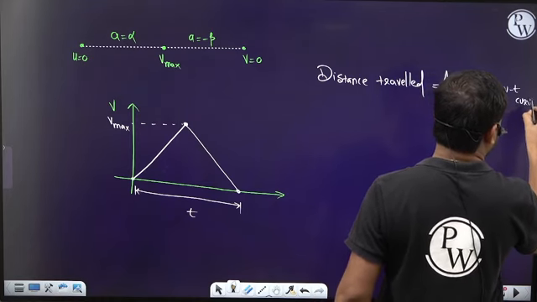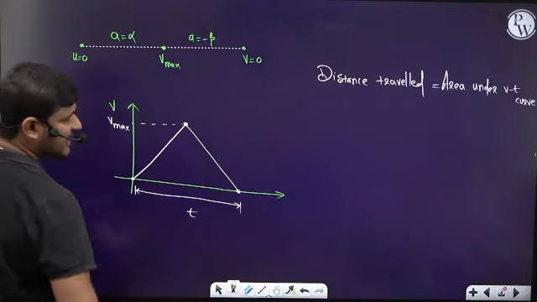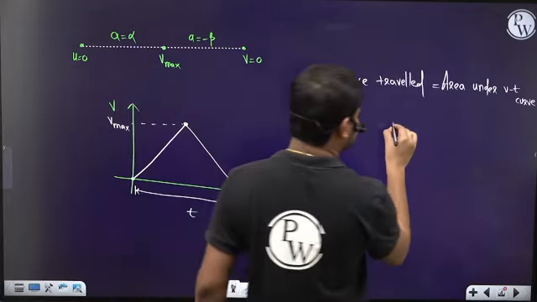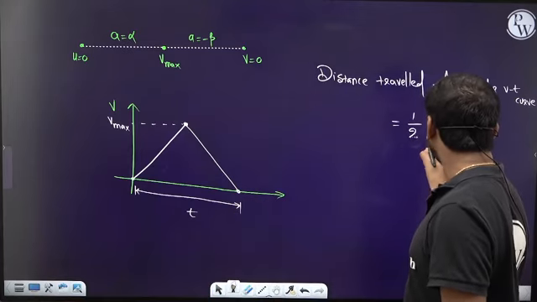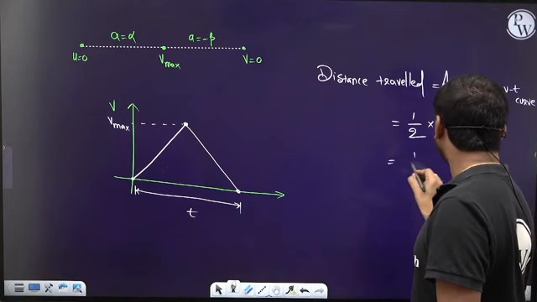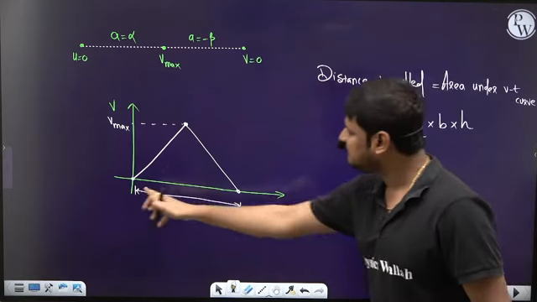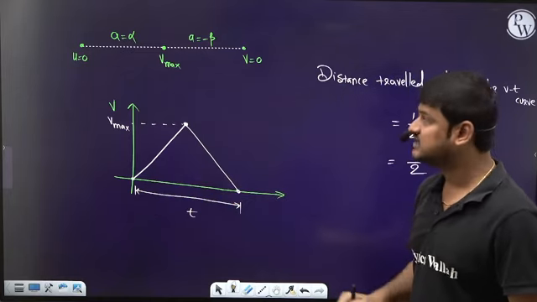Area under the VT curve. If you see the curve, it is in the shape of a triangle. So simply, shall I find the area of this triangle? What's the area? Half into base into height, right? In the base we have taken time. The total time from here to here, how much time has it taken?